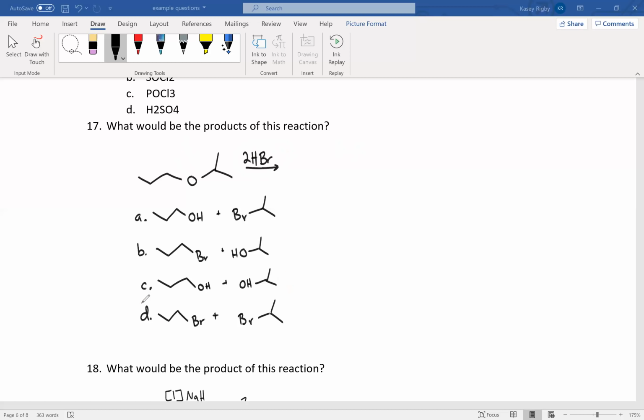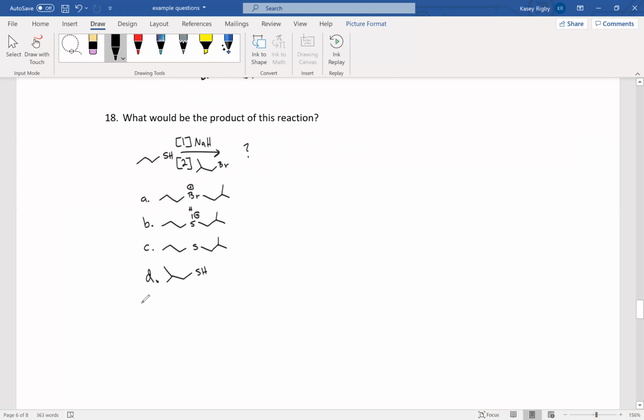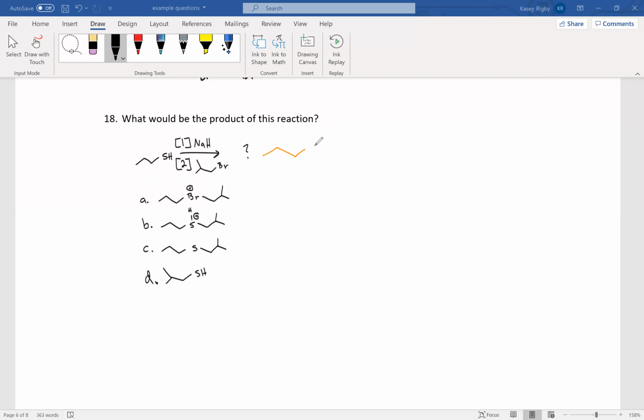So what would be the product of this reaction? So here's a thiol reaction. Remember when we use a thiol reaction, we deprotonate that SH into an S minus. Then it acts as a strong nucleophile in order to replace that Br there. And so we end up with a sulfide. Sorry, I was thinking about a disulfide bridge, but we end up with a sulfide, not a disulfide bridge. Does that make sense? So we end up with C.